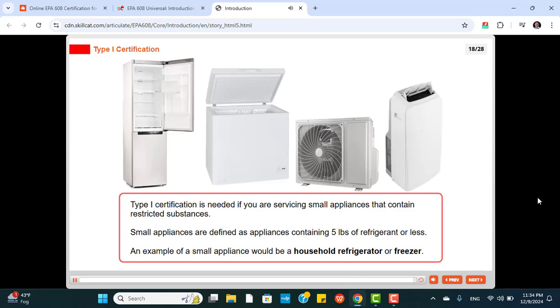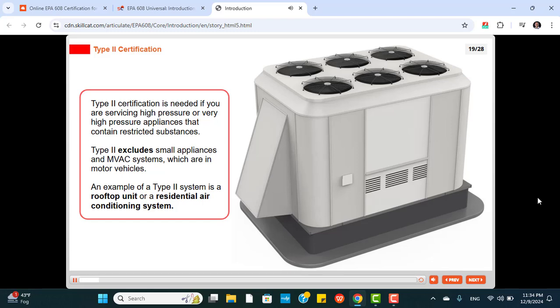Type 2 certification is needed if you are servicing high-pressure or very high-pressure appliances that contain restricted substances. Type 2 excludes small appliances and MVAC systems, which are in motor vehicles. An example of a Type 2 system is a rooftop unit or a residential air conditioning system.